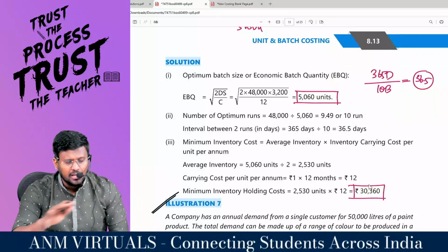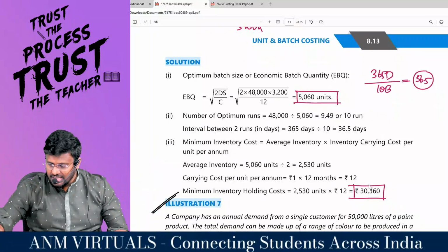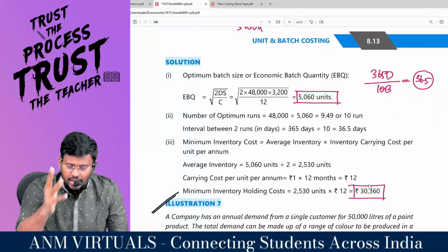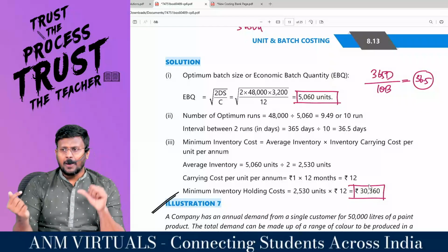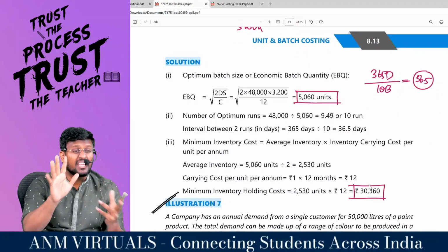If you take any other level, this will not match. Comfortable? With this, we can say that we are done with the 3 chapters in this slot. Number 1 is unit costing. Number 2 is batch costing. Number 3 is material chapter.